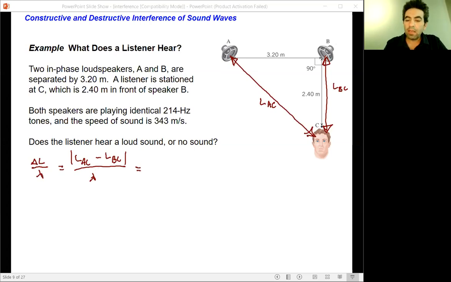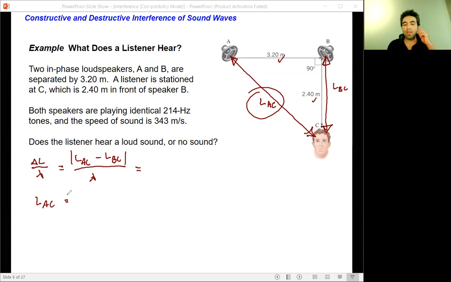Now, what is the length LAC? I don't know that. But I do know this distance and this angle. So I can think of this right angle triangle here, and use the Pythagorean theorem to find LAC. And then LBC is already known. I know LBC, and I need to figure out the wavelength. So first, let's figure out LAC.